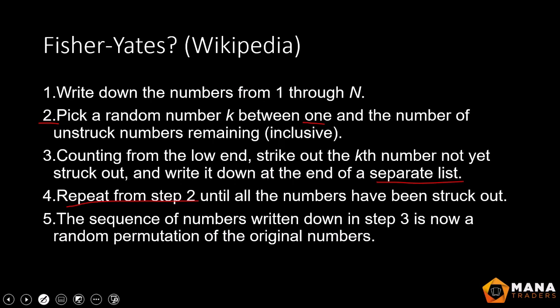Okay, and then you repeat it again. Whatever number you choose, you locate that number, strike it out, and put it in the separate list. You do this over and over again until all the numbers have been struck out. And once you've done that, you now have a fair shuffle. You don't need to do that again. This is now a fair shuffle of that set of cards. So if you draw an opening hand from that, that will be a fair opening hand from that deck of cards.